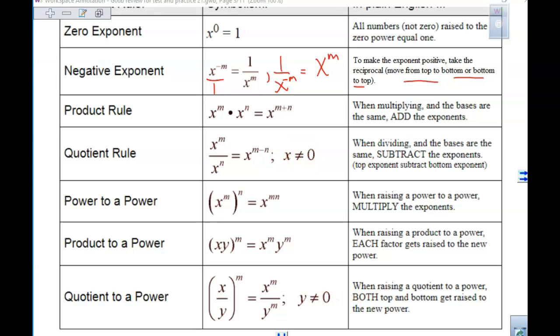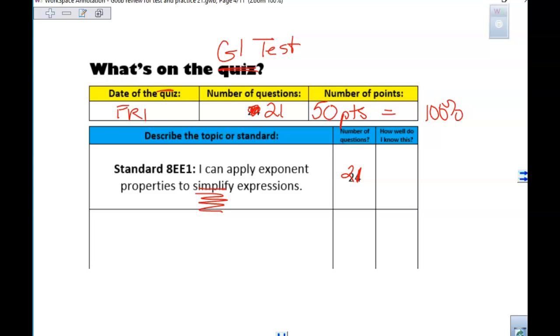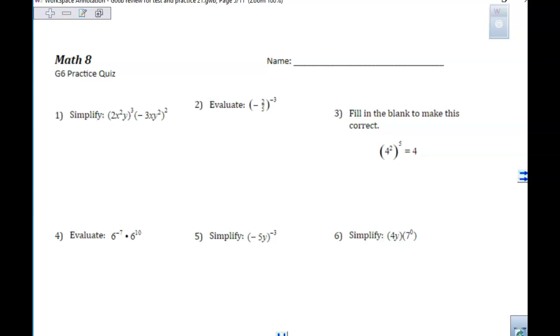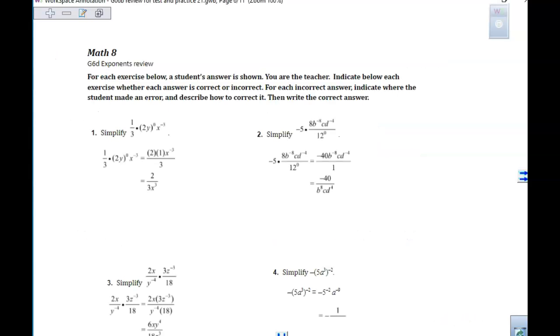Today, this is the page you want to be on when you take this homework quiz in a few minutes. So 21 questions, 50 points. It's Friday. Again, if you are not here Friday and you don't take it ahead of time, then you probably take it next week, Monday or Tuesday on your own time. We are going to get a practice quiz in just a minute, but I would like you to turn to 6D right now. I'm going to hand out the practice quiz to you.